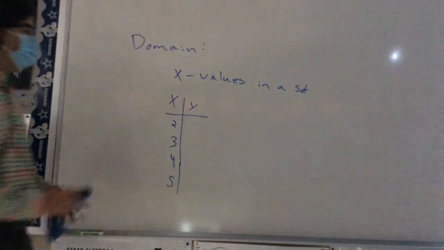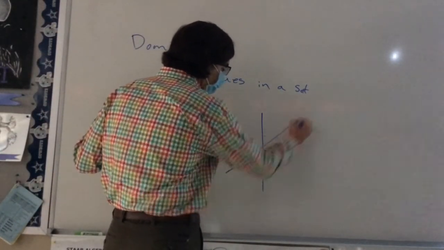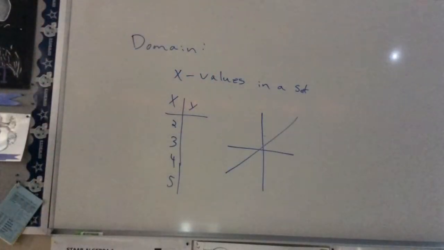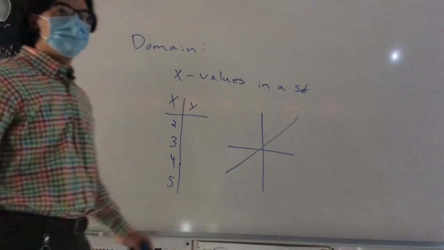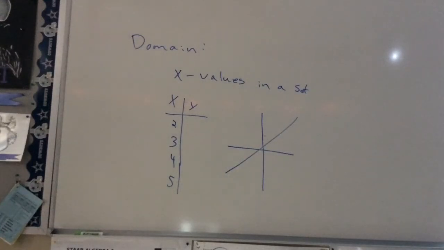Okay? Just for funsies here, can anybody tell me what the domain of this line would be? Katie? 2, 3, 4. No, good guess. Steven? Around -2. Around -2, is that what you're saying? More than that. What does domain mean? All of the x values in a set.